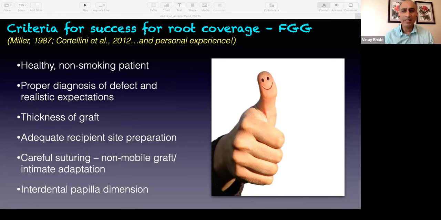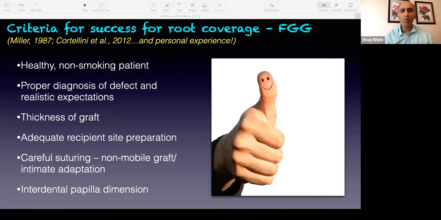We want to diagnose the defect and set realistic expectations for our patients. So know your Miller diagnosis or your Cairo classification so that you can tell the patient whether we have a reasonable chance of getting root coverage, whether we can cover most, if not all, of the root surface, or whether we're going to do a gum graft just to improve the thickness of the gum tissue. We're not so much focused on the root coverage. Thickness of graft matters. If it's too thin, it's going to slough. If it's too thick, it may just be big and bulky. So ideally, 1.5 to 2 millimeters is a good thickness.